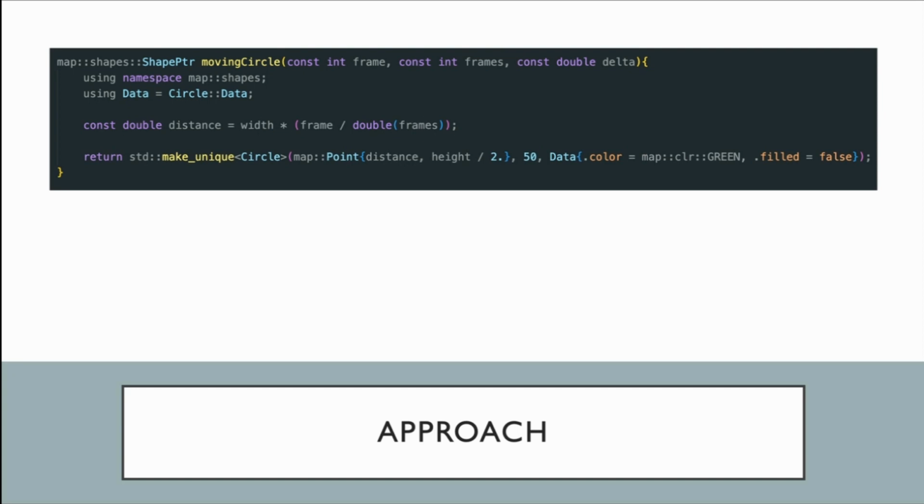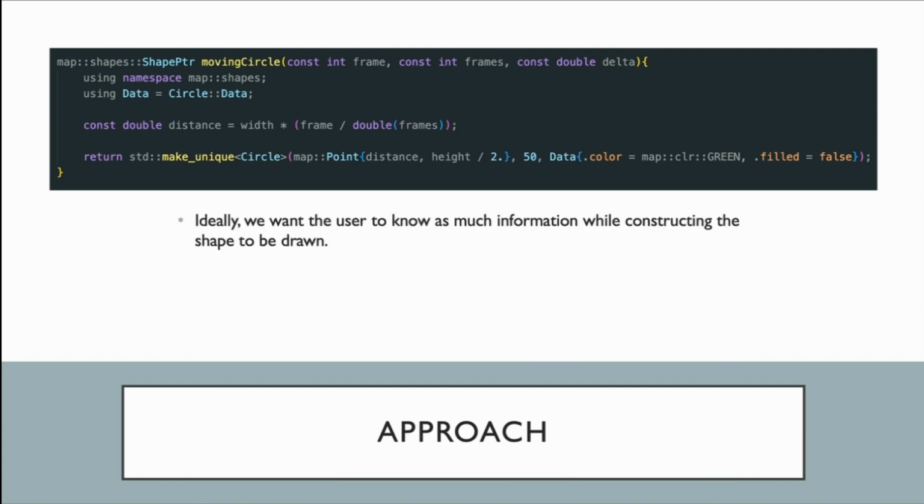Okay. So here's my approach. You have a provider function, and ideally we want to give the user as much information as they can know about the current position in the video. So we give them the current frame out of how many frames and the delta time between each frame, right? So in this case, I'm creating a circle that has an X position of distance and a height that's constant, and then just some data like color is green and it's not filled, right? So can anyone tell me what the end resulting video of this should be?